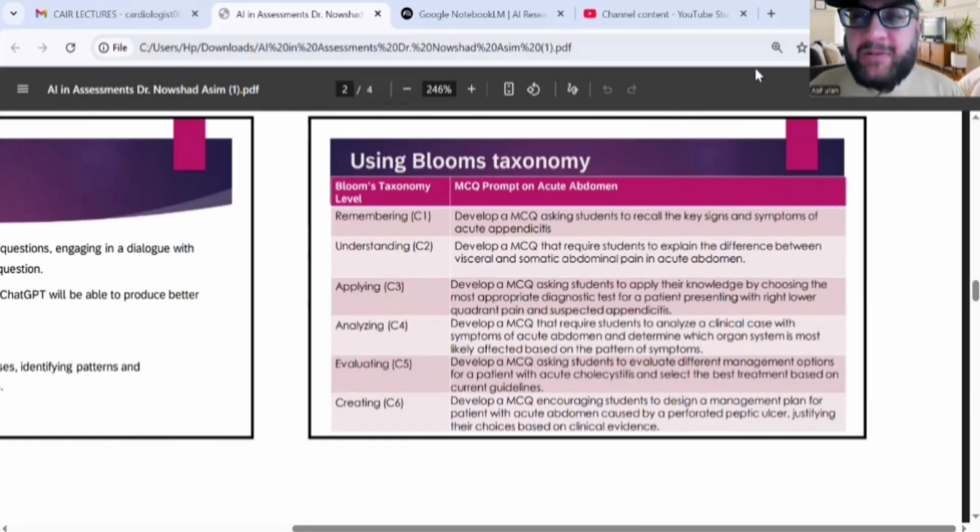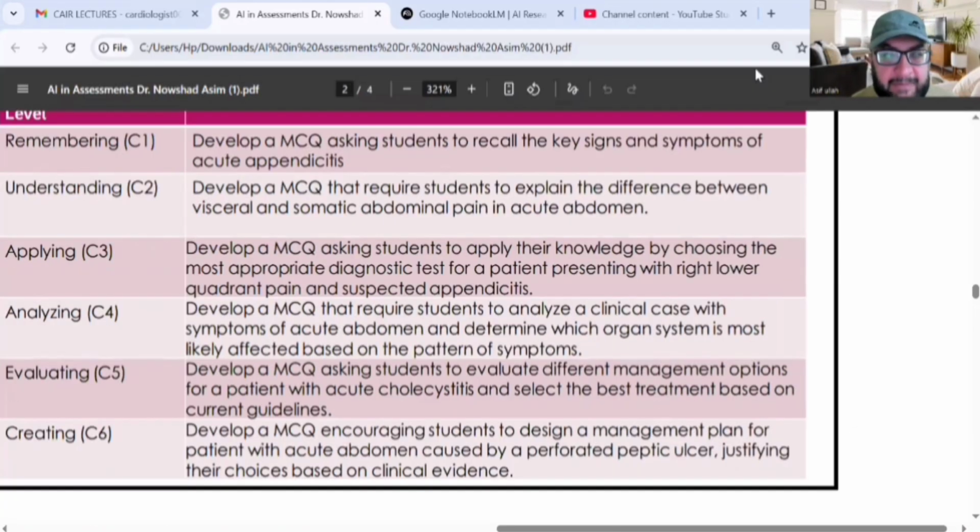But we will have to use the same Bloom taxonomy: C1 remembering, C2 understanding, C3 applying, C4 analyzing, C5 evaluating, and C6 creating. And an MCQ prompt on, for example, acute abdomen. For C1, you will develop an MCQ asking the student to recall the key signs and symptoms of acute appendicitis.